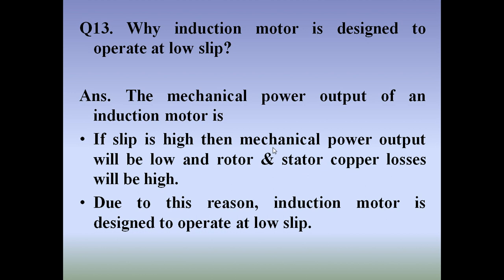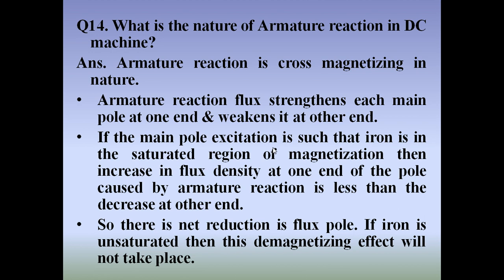Due to this reason, induction motor is designed to operate at very low slip. Question number 14. What is the nature of the armature reaction in the DC machine? Armature reaction is cross-magnetizing in nature. Armature reaction flux strengthens each main pole at one end and weakens it at the other end.